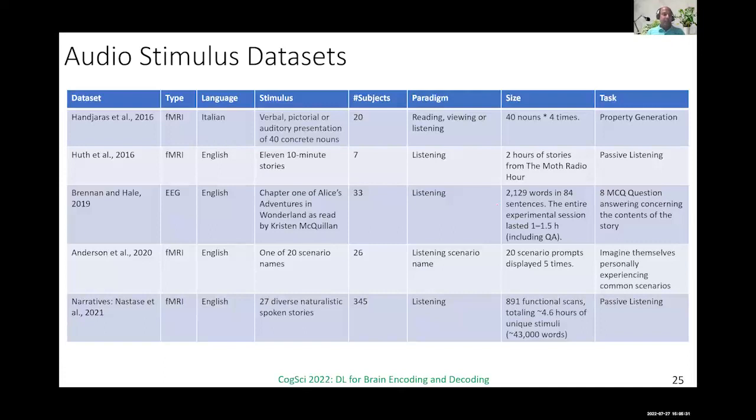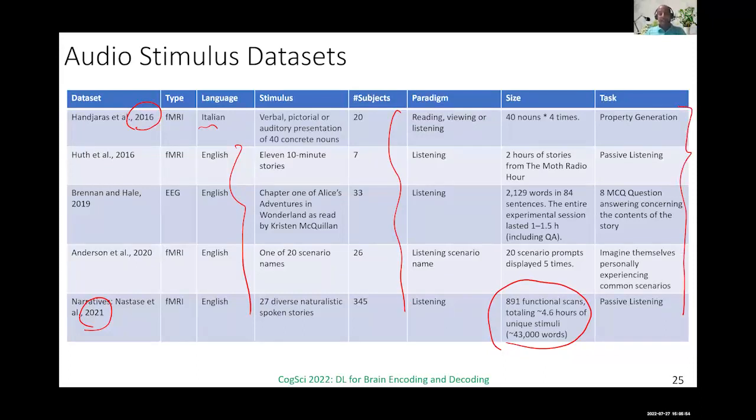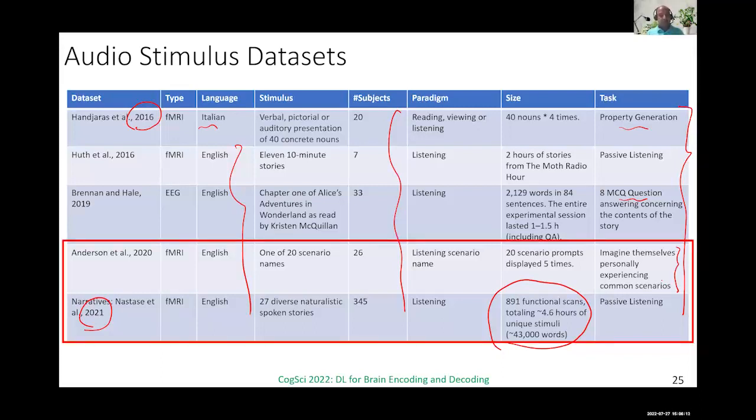Now moving over to audio stimulus data sets. Well, there are several of them again, dating back from 2016 to very recent ones. Most of them are English, right? Only this one is Italian, and again, sizes sort of vary. The basic task here is, of course, listening, but then there are very interesting tasks that the subjects were supposed to be doing, like property generation task, or answering questions, or imagining themselves in a particular scenario that was told to them in an audio way. So those are the different kinds of tasks, and in the next few minutes, I'll focus on the last 2 data sets.